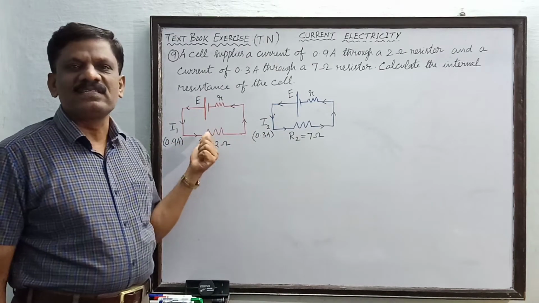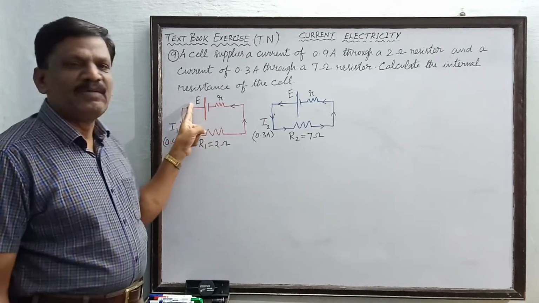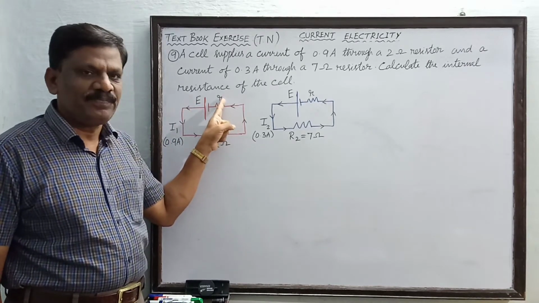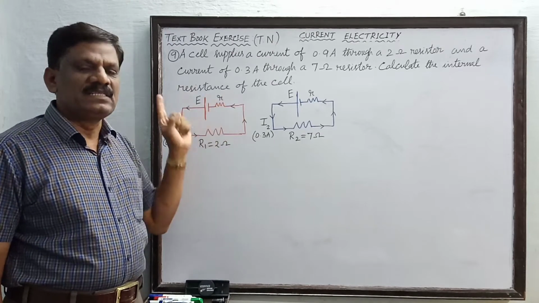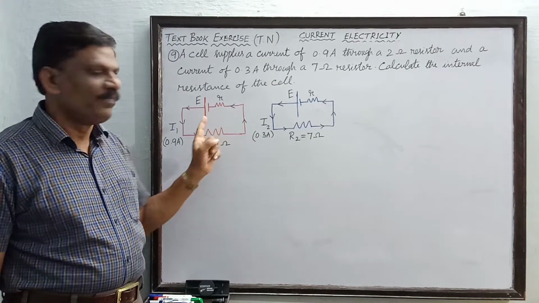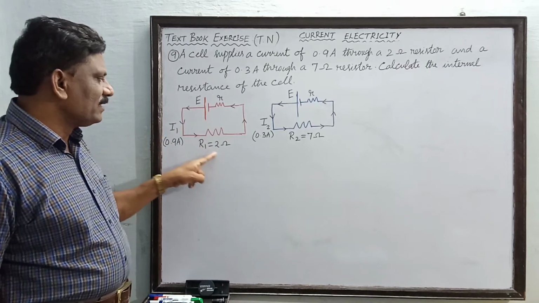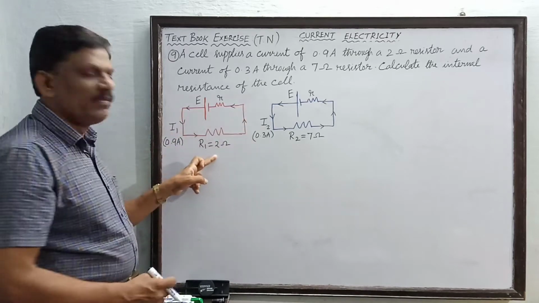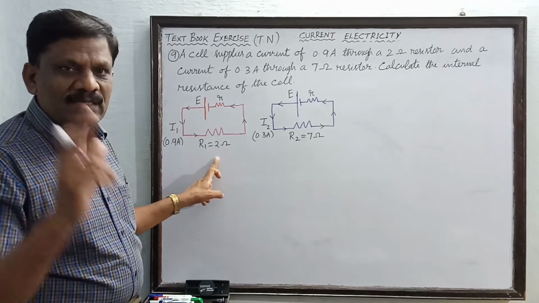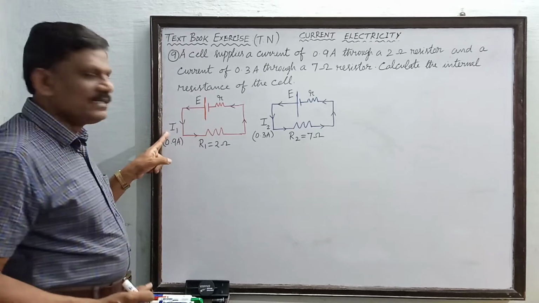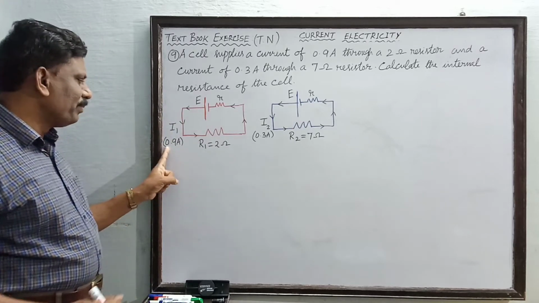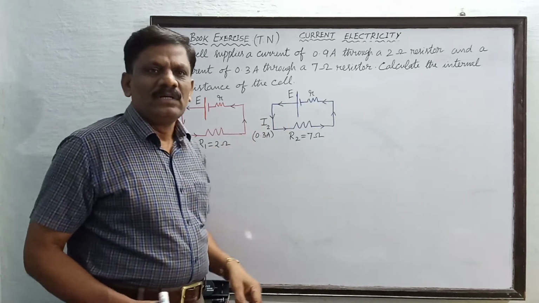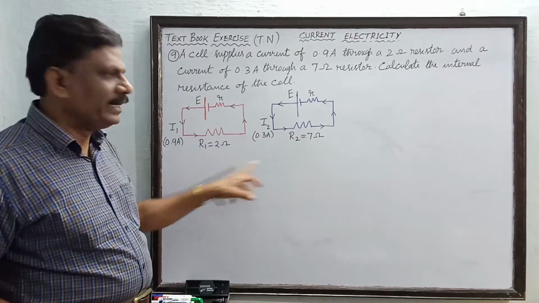Now you can see the first circuit. There is a cell of EMF E volt and its internal resistance is small r. You have to find small r, which is the internal resistance of this cell. The external resistance connected in the first circuit is 2 ohm. So when the 2 ohm resistor is connected, what current is drawn from the cell? It is I1 ampere, that is 0.9 ampere.